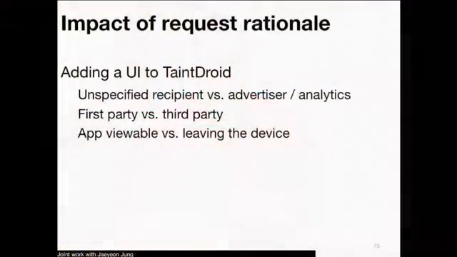So this is work that I'm currently doing with Jaeun, where we're looking at the impact. If we add a rationale for the request, what are the impacts on users? So the initial idea was basically to add a UI to TaintDroid so that we can say, if we know that this is going to known advertisers, why don't we put that in these warnings so that they're more contextual? And there are a lot of variables. Now, this is work in progress, so I don't really have that much data on this.